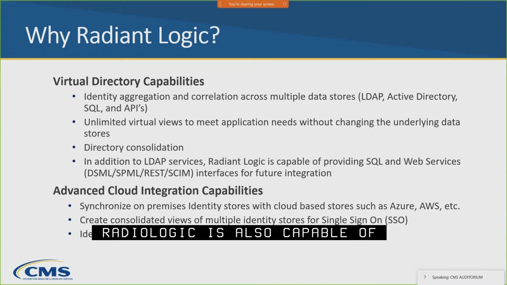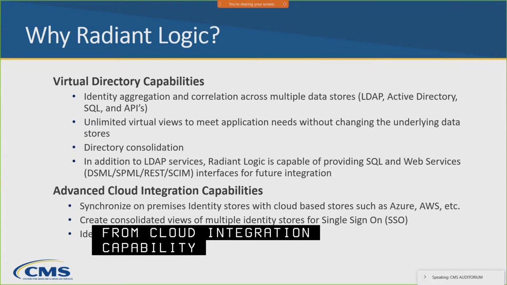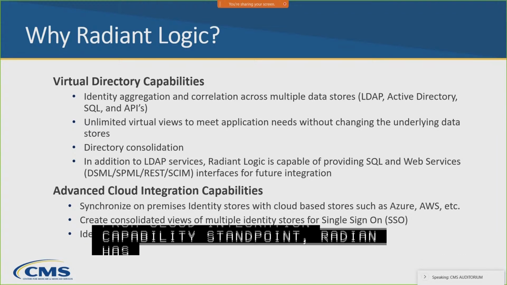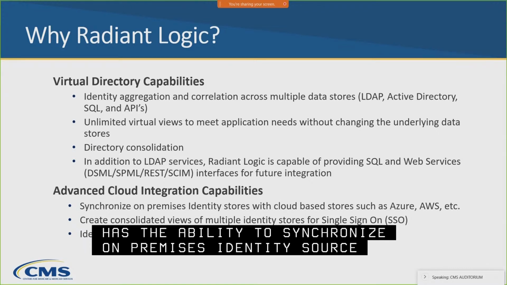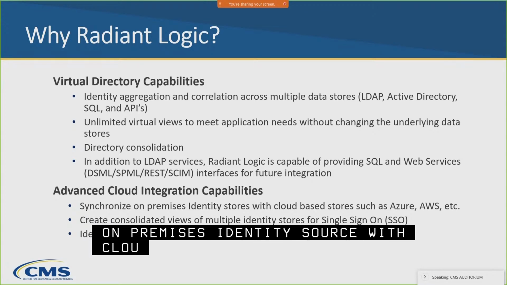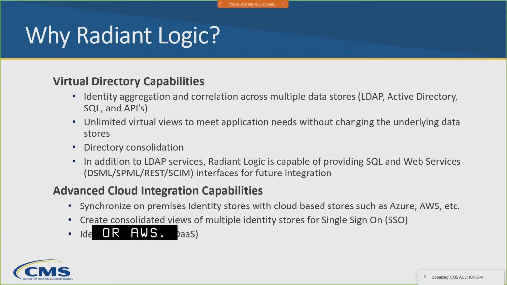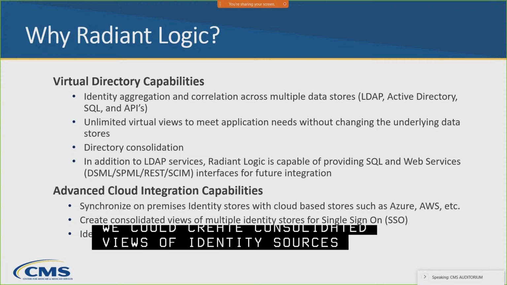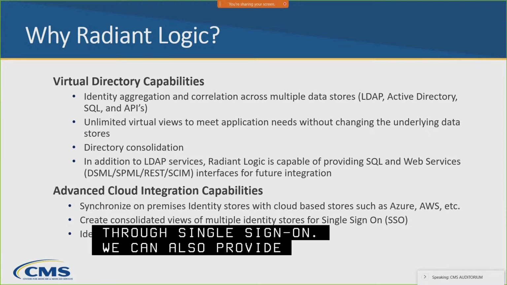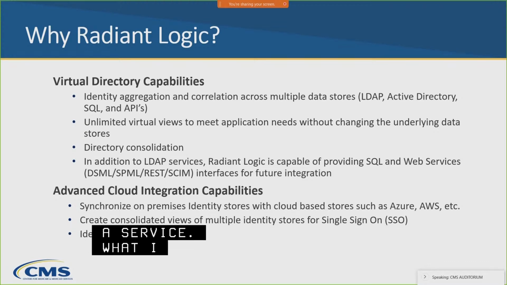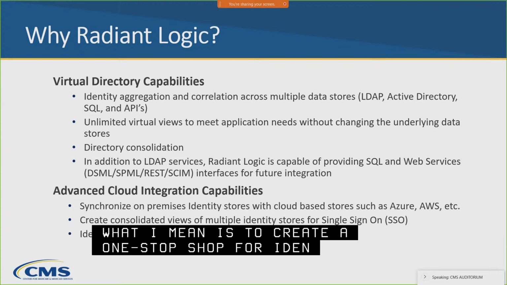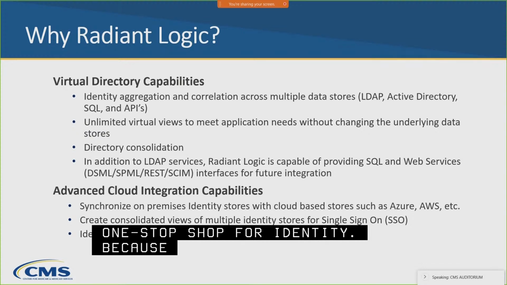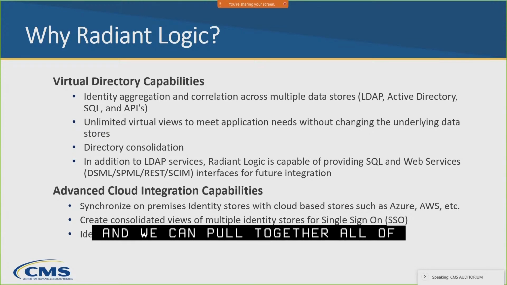From a cloud integration capabilities standpoint, Radiant has the ability to synchronize on-premises identity stores with cloud-based stores such as Azure or AWS. We can create consolidated views of multiple identity stores for single sign-on. We can also provide identity as a service. And by this, what I mean is to create a one-stop shop for identity. Because of the virtualization, we can pull together all of the different data stores across the environment, and we can then provide a single point of entry to access all of that data.